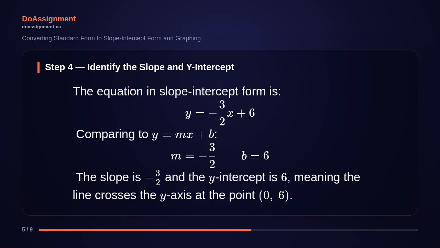Comparing our equation to y equals mx plus b, we can read off the slope m equals negative 3 halves, and the y-intercept b equals 6. This tells us the line crosses the y-axis at the point (0, 6).